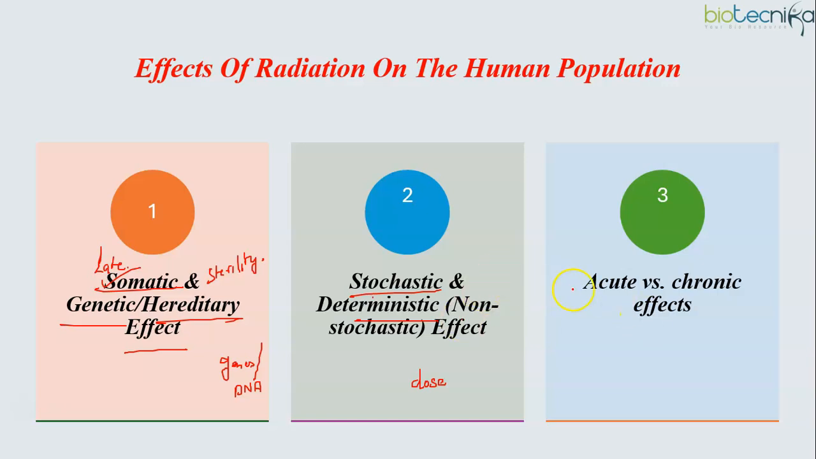Then the third type of effect is acute or chronic effect. An organ or tissue expresses response to radiation damage either as an acute or as a late or chronic effect. So acute effects manifest themselves soon after exposure to radiation and are characterized by inflammation, edema or hemorrhage. Whereas chronic effects are delayed and are characterized by fibrosis, atrophy, ulceration or obstruction of the intestine.